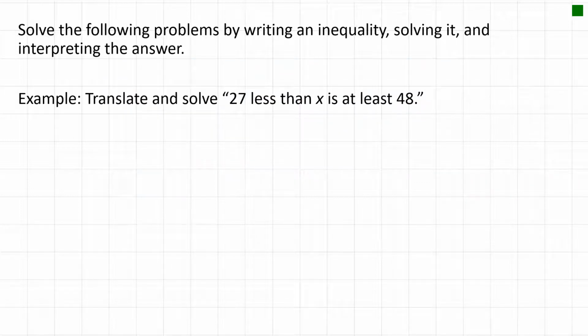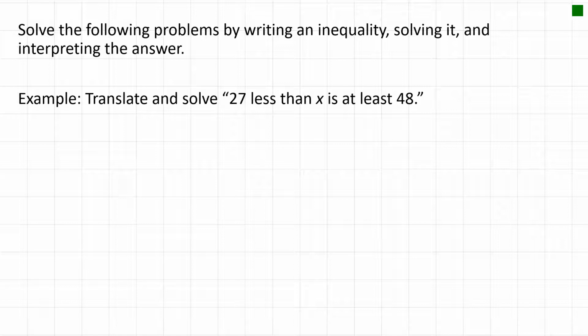So we're going to solve the following problems by writing an inequality statement, solving it, and then interpreting the answer. We're going to start with one that doesn't really have any context. It's just a sentence to get us going. So let's translate and solve. 27 less than x is at least 48.